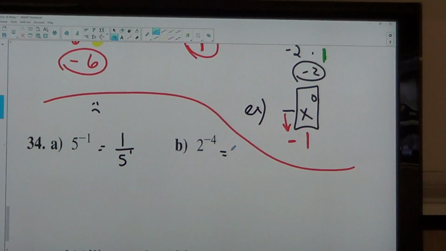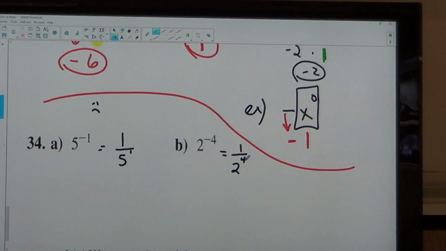And what about the next one? Flip it, and it would be 1 over 2 to the 4th, which is 1/16.